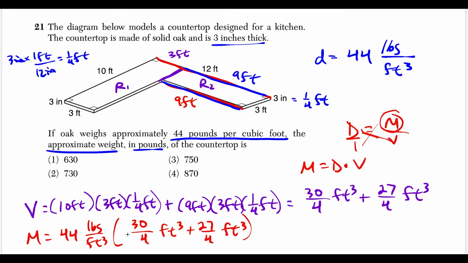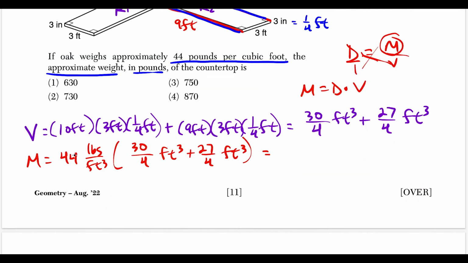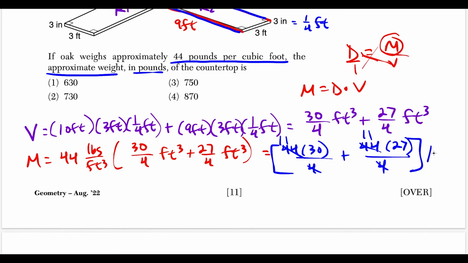But you can see here when we distribute and we multiply pounds per cubic feet by cubic feet, you can see how cubic feet cancels and it gives you just pounds. So now another concept that's jumping out at me is that when we multiply by 44, 44 over 4 is going to simplify. So I'm going to have 44 times 30 over 4 plus 44 times 27 over 4. But 44 over 4 is 11. So that's going to happen twice here. And of course, this is all being measured in pounds.